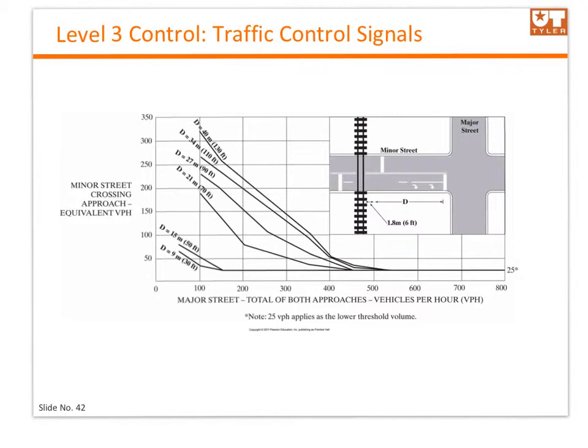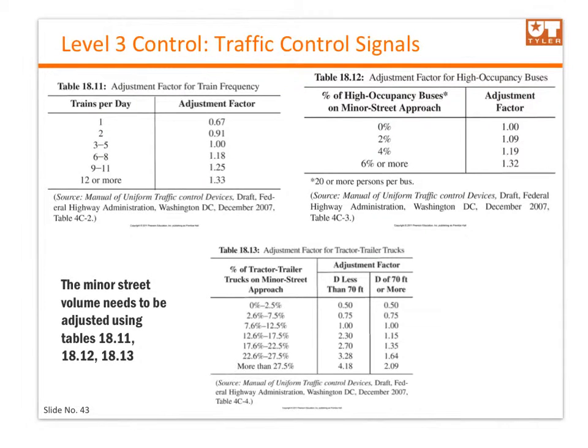Here is again another figure, which is figure 2. This is here for 25 vehicles per hour, which applies as the lower threshold volume. And we also have other correction factors. So before we get to the previous two figures, we need to do some adjustments.